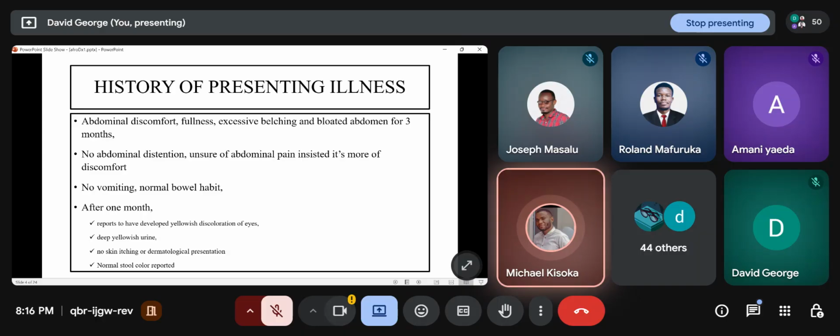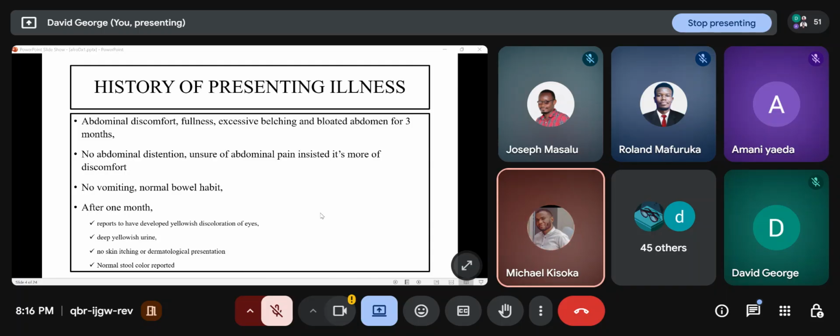So this patient keeps insisting that he has abdominal discomfort, which he explained as fullness, excessive bulging, and a bloated abdomen for the past 3 months. He reports no abdominal distension and no abdominal pain, and he insists more on discomfort rather than pain. He reports no episode of vomiting and has normal bowel habit. But after 1 month of this presentation, his wife reported that his eyes started turning yellowish. He also added, oh, I remembered, I also have a complaint of deep yellowish urine. Then you keep inquiring if there's any history of itching skin or dermatological presentation, which were none. And he also has a normal stool color.